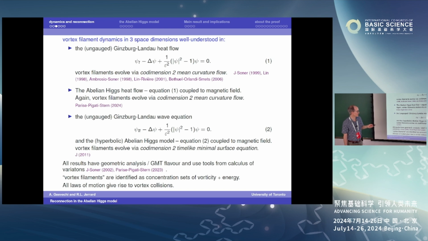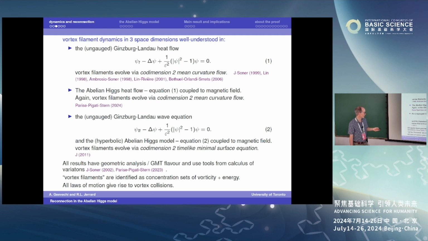The theorem of Bethwell, Orlandi, Smets says, roughly speaking, that vortex submanifolds, they identify a limiting submanifold around which the vorticity and energy concentrate. And they show that this submanifold exists globally in time, and globally in time, it's a weak solution of this codimension 2 mean curvature flow in a measure theoretic sense. Essentially the same result was proved by Parisi, Pagati, Stern for the Abelian Higgs heat flow. This was finished about a year ago and it's just been accepted, I believe. It just appeared in GAFA.